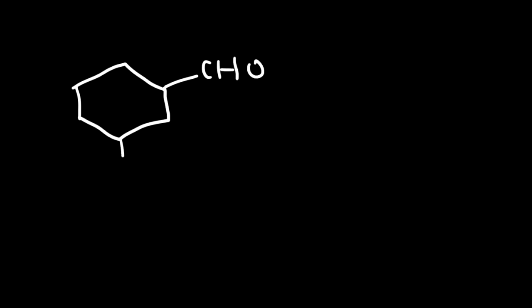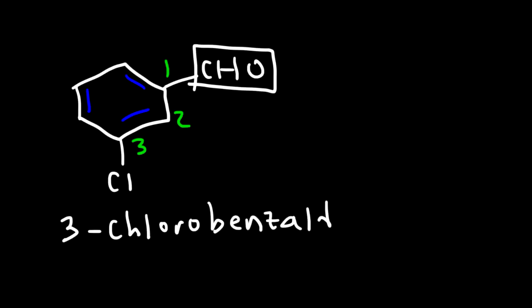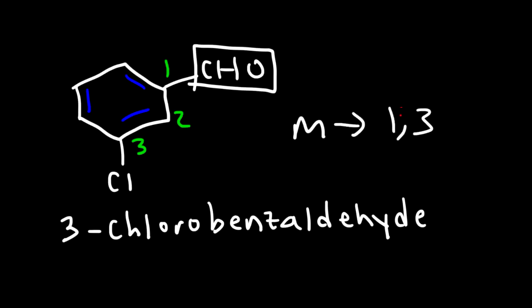So let's try another example. So let's say we have a CHO group and a Cl. Go ahead and name this benzene derivative. So a benzene ring with a CHO group, that's called benzaldehyde. So that's the parent name, which means that the aldehyde functional group is on carbon 1. So we can call this 3-chlorobenzaldehyde, or we could say it's meta-chlorobenzaldehyde, because meta corresponds to the 1,3 positions.